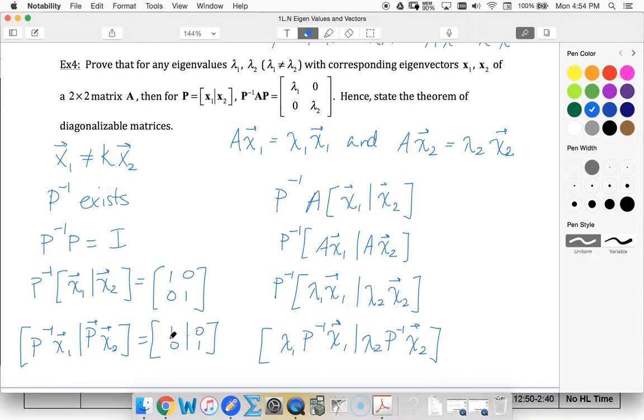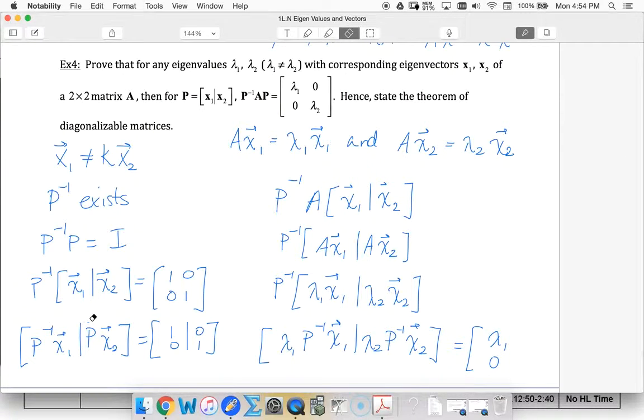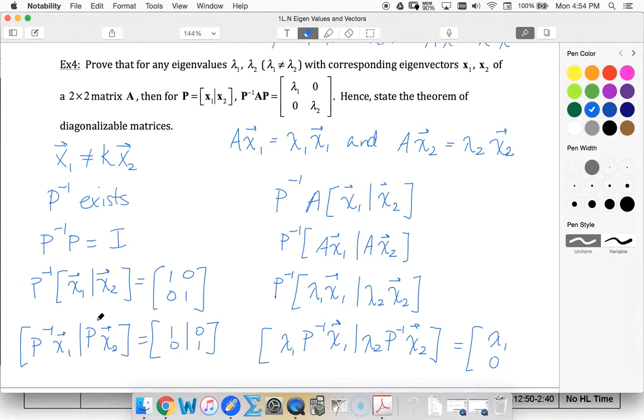As we saw over here, P inverse x1 is 1, 0. So when I multiply by lambda 1, I will get lambda 1, 0. P inverse x2, sorry, I lost my P inverse. It's not a vector, it's a matrix. All right, so that's going to give me 0, lambda 2, because this is going to be 0, 1.